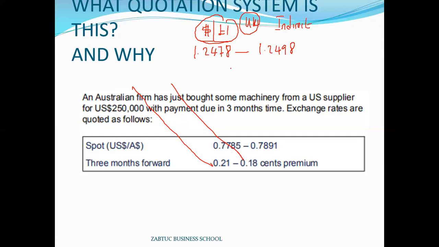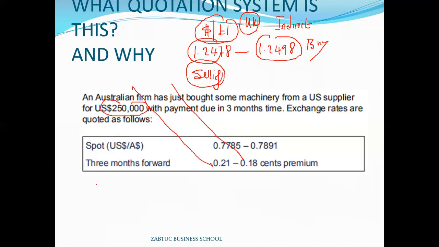So which one is the bank's buying rate, which is the bank's selling rate? We are saying the bank will use the high rate, this one, when they are buying from the customer. And they use this one when they are selling. So let's take a particular customer. Let's take $250,000.